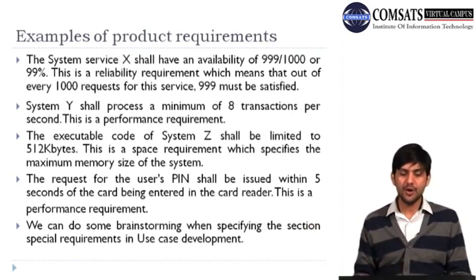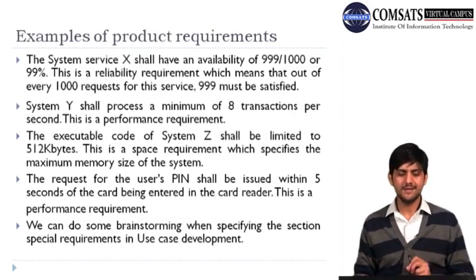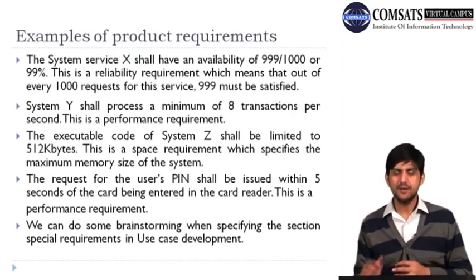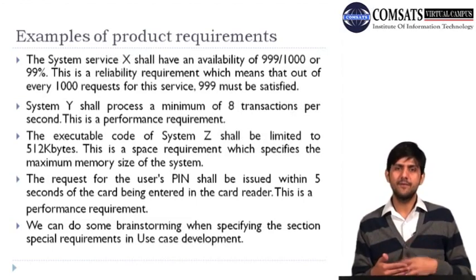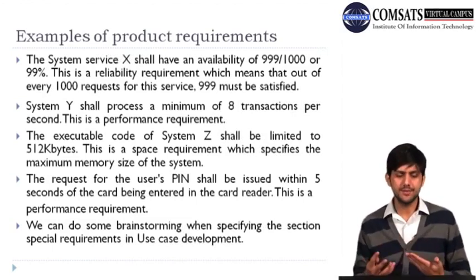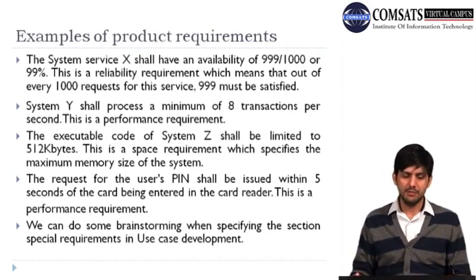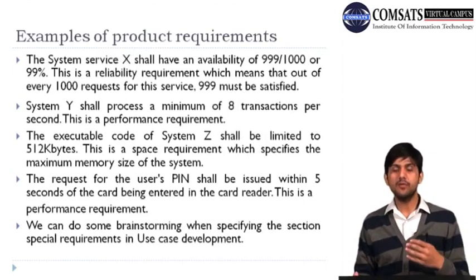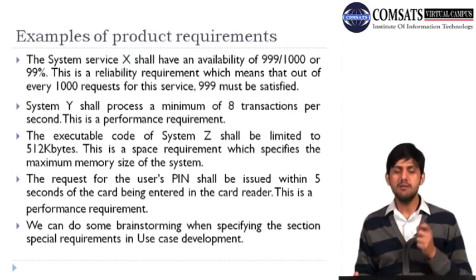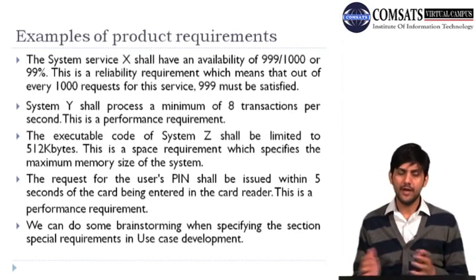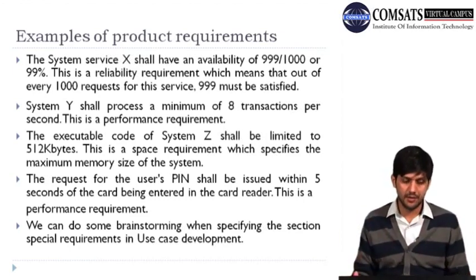Then system Y shall process a minimum of 8 transactions per second. So again, this is a performance requirement. I'm saying how quick my system should be. Then the executable code of system Z shall be limited to 512 kilobytes. This is a space requirement which specifies the maximum memory size of the system. So again, another constraint on the system.